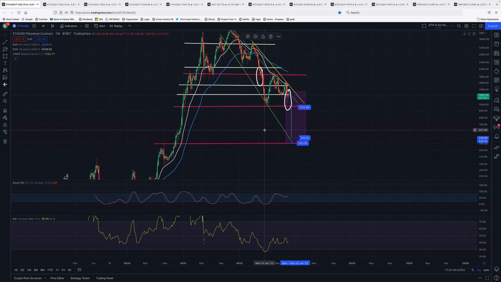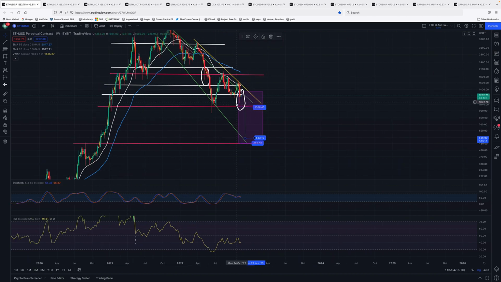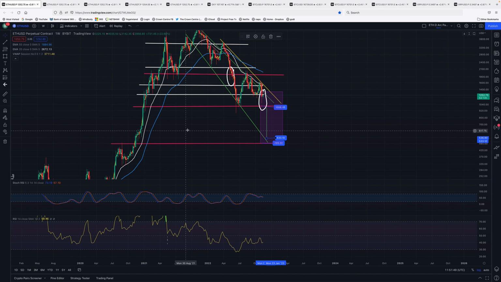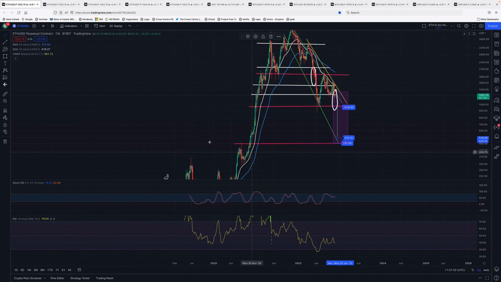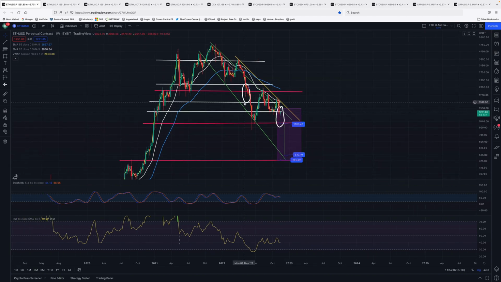So this is the situation with Ethereum. It doesn't have so much historic support in the past around these levels. So I can take the trend line as a reference for where this is going to stop.